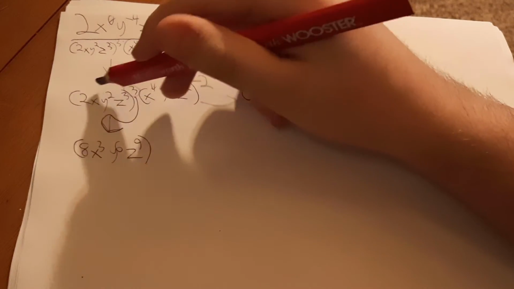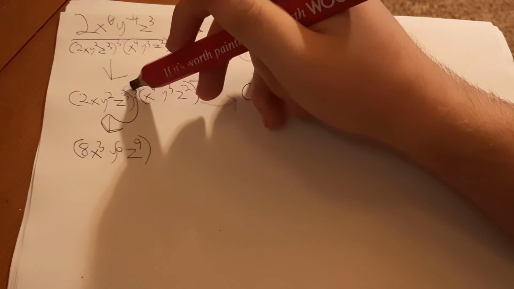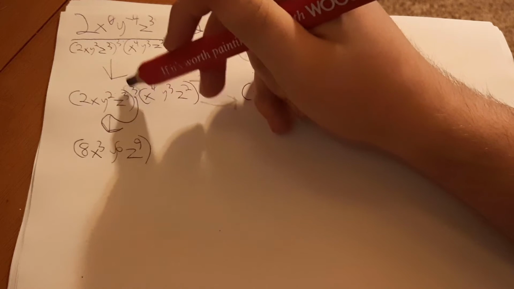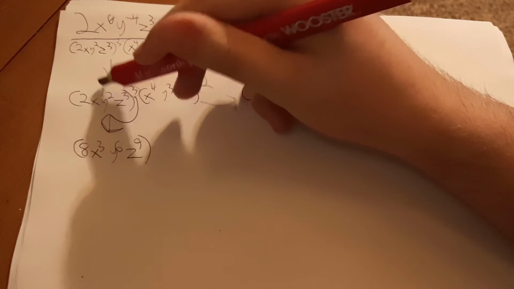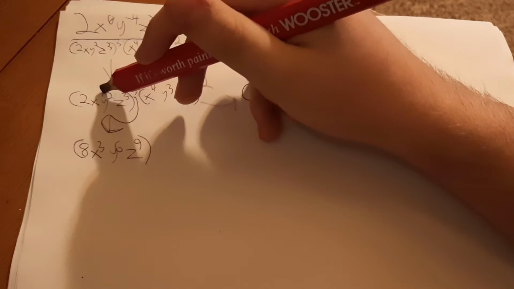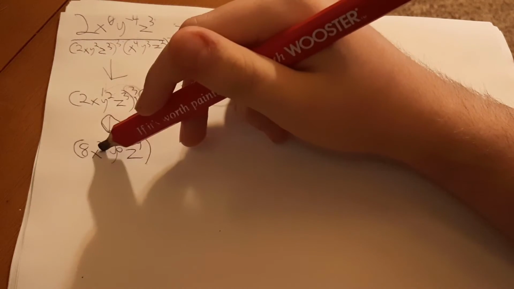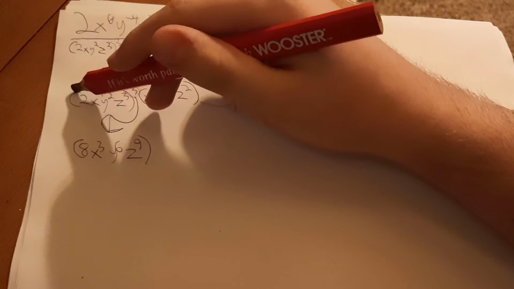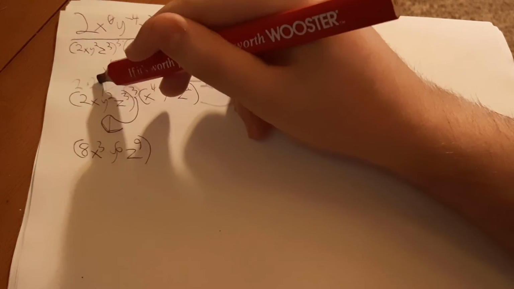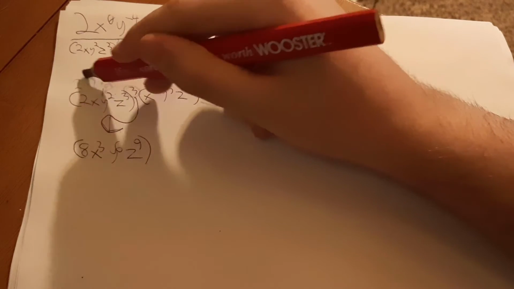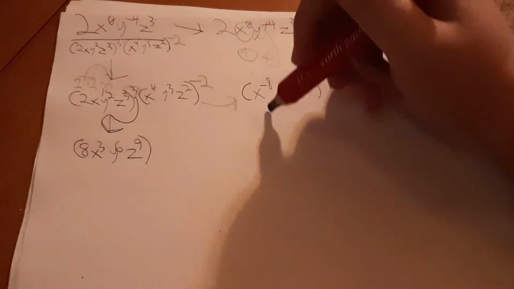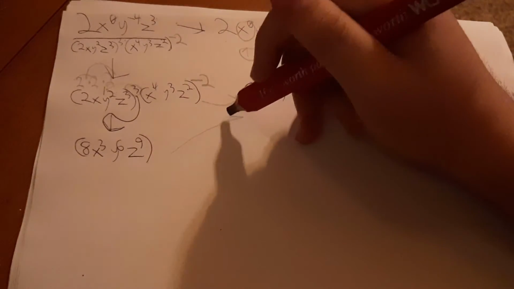Our 3 goes into each of these bits right here. So 3 times 3 would be 9, times 2 would be 6, times 1, that's a 1 right there. When there's no exponent shown, there's a 1. 3 times 1 would be 3. And 2 to the 3rd power would be 2 times 2 times 2. 4, 8. Now let's go ahead and combine these two together.